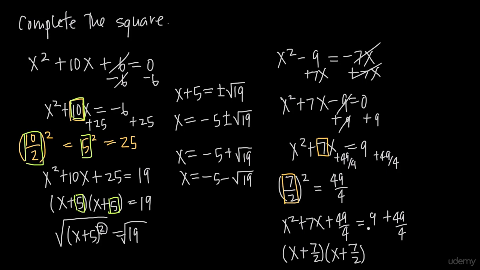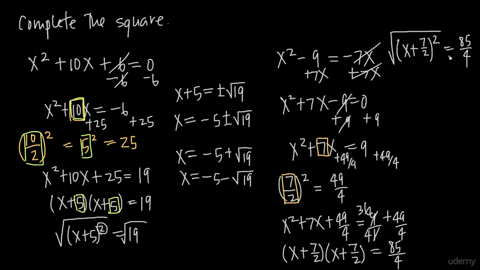Over here on the right, we have essentially 9 over 1. If we want to find a common denominator with 49 over 4, we need to multiply this 9 over 1 by 4 over 4. So 9 times 4 is going to give us 36. 1 times 4 is going to give us 4, and now we have 36 over 4 plus 49 over 4. So when we combine those, because we have a common denominator, 36 plus 49 is 85, so we have 85 over 4. Now we can go ahead and rewrite this as quantity x plus 7 halves squared, because we have two of the factors. It's a perfect square, so quantity x plus 7 halves squared is equal to 85 over 4. We want to solve for x, which means we need to take the square root of both sides.